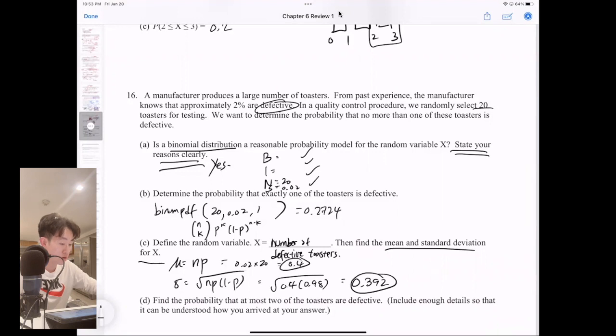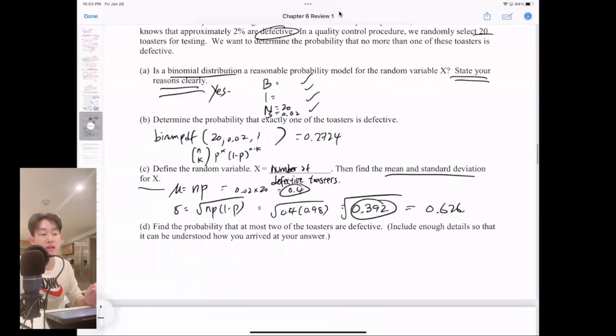And verifying our answers here for 16. Okay, and part C, we have 0.4, and then we have 0.626, right? So we forgot to square root that. So that square rooted should give you 0.626. There we go. All right.